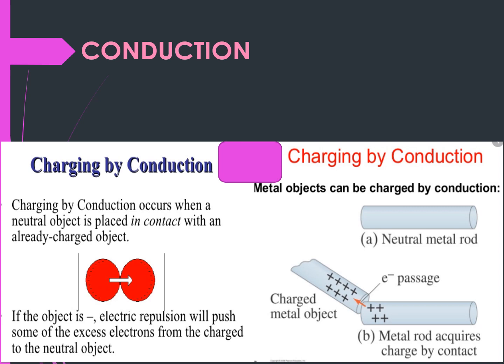Charging by conduction. When an uncharged body is in contact with a charged body, the excess electrons from the charged body are transferred to the uncharged body, and thus the uncharged body becomes charged. This process is known as conduction.